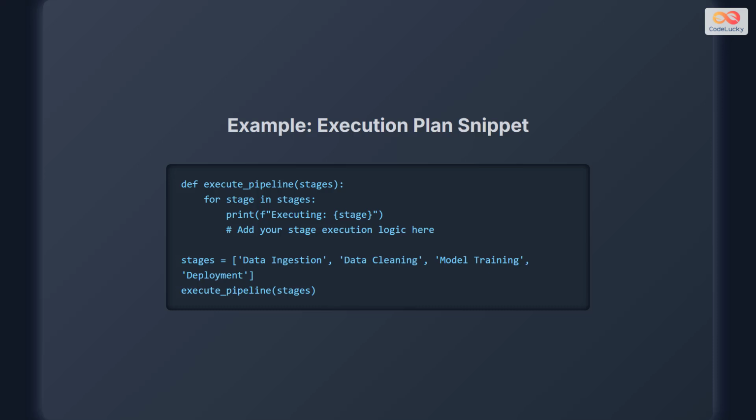This is an example of an execution plan snippet. The Python code defines a function named execute_pipeline that accepts a list of stages as input. For each stage in the stages list, it prints a message indicating which stage is currently being executed. The intention is that you would add your stage execution logic within this loop. A list of stages is defined including data ingestion, data cleaning, model training, and deployment. Finally, the execute_pipeline function is called with this list of stages.